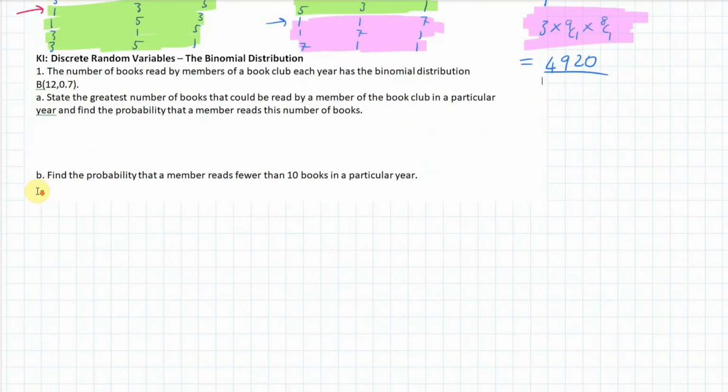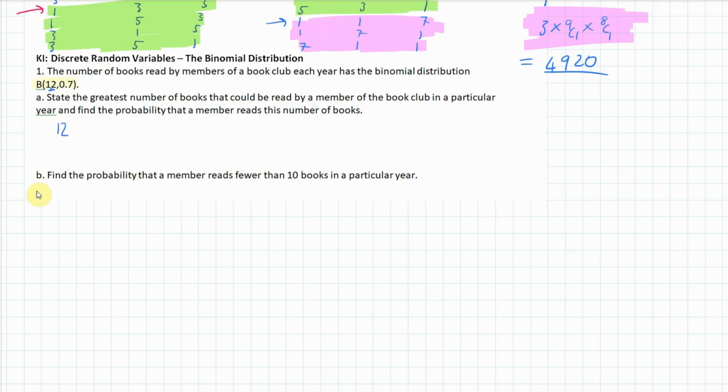Now, the last one is discrete random variables, the binomial distribution. So this is a relatively new topic for us, but good to review it. The number of books read by members of a book club each year has a binomial distribution. State the greatest number of books that could be read by a member of the book club in a particular year, and find the probability that a member reads this number of books. Well, the greatest number is 12. That's what this bit here represents, 12.